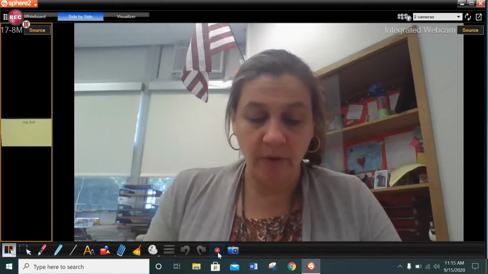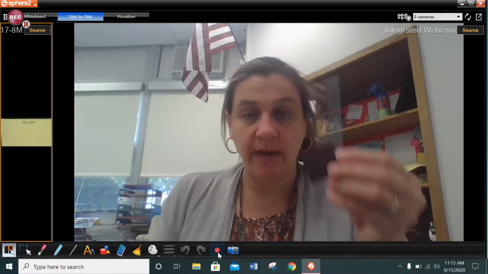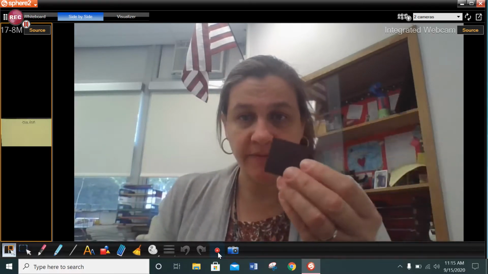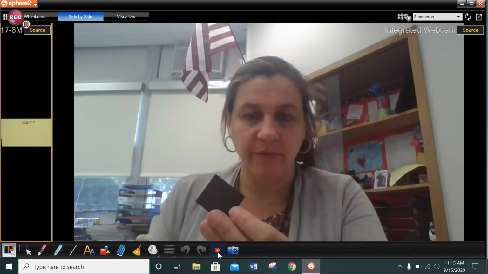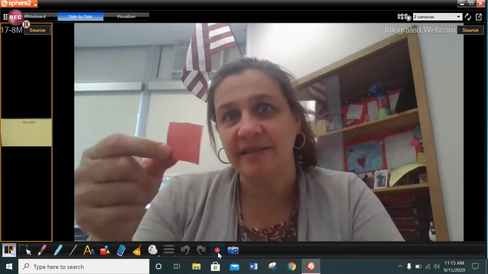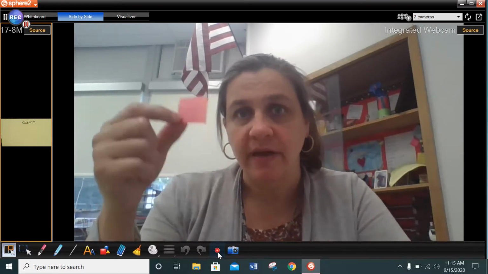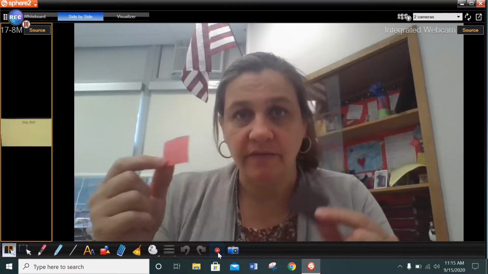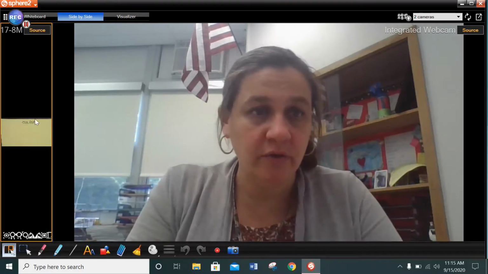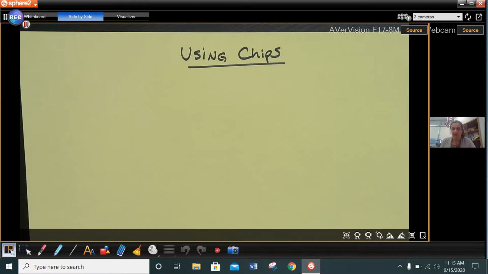Okay, so we were talking about black and red in the other example a little bit ago. When I have one black chip, it's just a black square of paper, this stands for one positive. And if I have this, it stands for one negative. So a black chip is one positive, a red chip is one negative. We need to keep that in mind as we use our chips to model our addition.